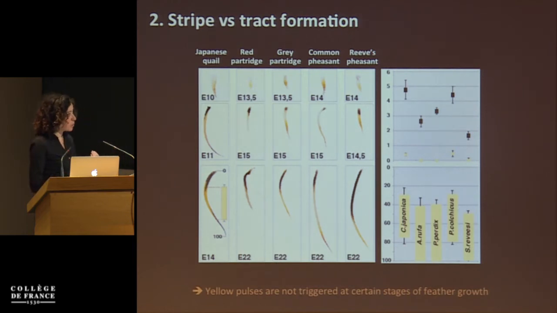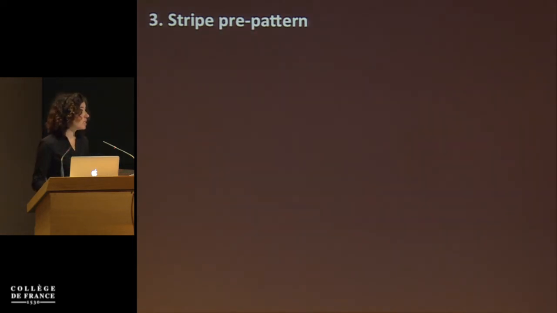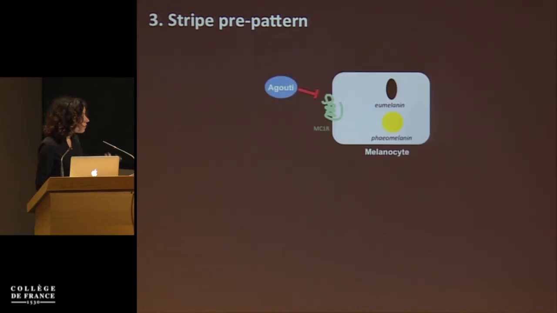So I have to say at this point, we were a bit disappointed because it was really cool to think that the periodicity of the stripe pattern was linked to the periodicity of the tract formation. But we couldn't find any nice correlation, so we switched gears. And instead, we started to think maybe there is a pre-pattern prior to the formation of the tract acting in the skin. So Nico has screened for the expression of many, many candidate factors, and he found one that was interesting.